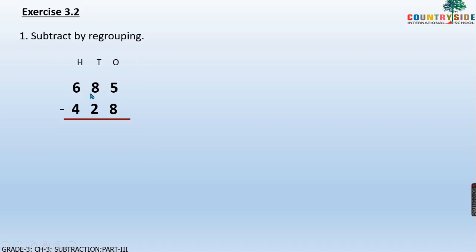See, now 685 minus 428. From 5 we cannot subtract 8. So we will cancel 8 and write 7, because this 5 will borrow one number from this 8. So 8 will become 7 and 5 will become 15. So 15 minus 8 is equal to 7. Now 7 minus 2 is equal to 5 and 6 minus 4 is equal to 2. Like this you have to do.